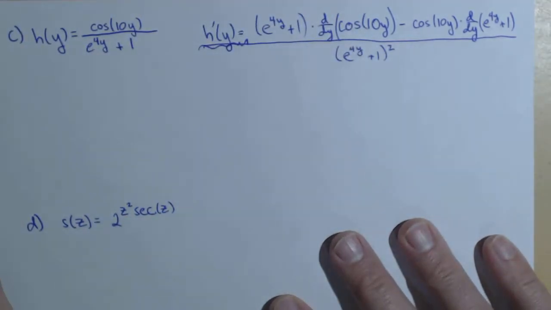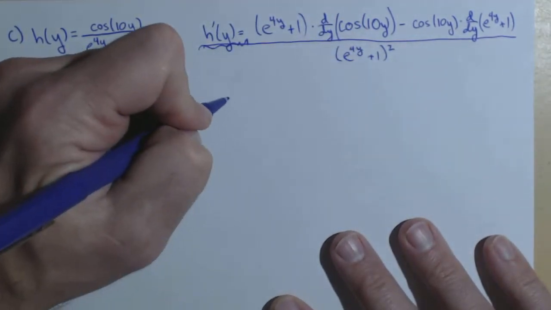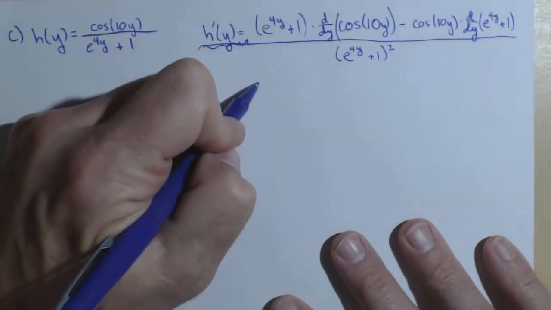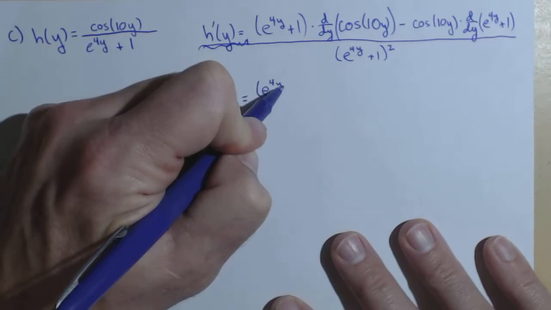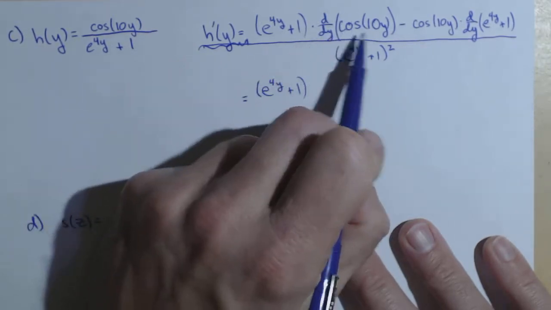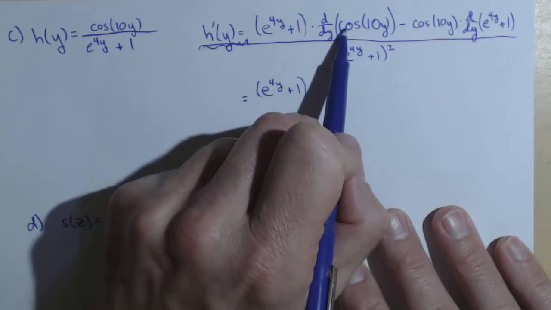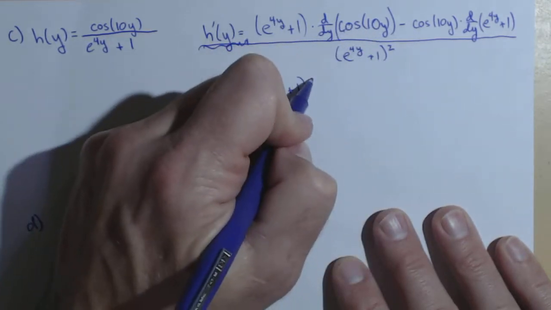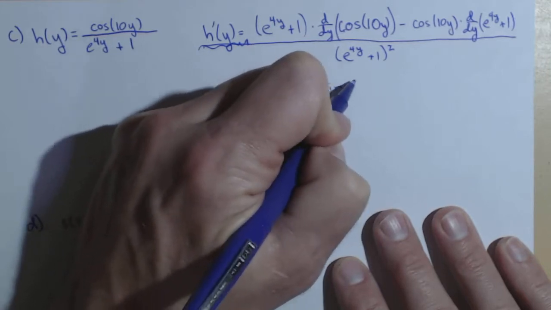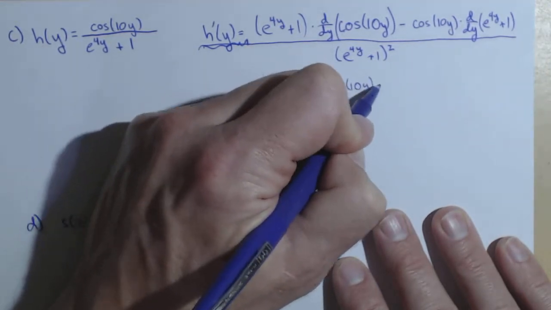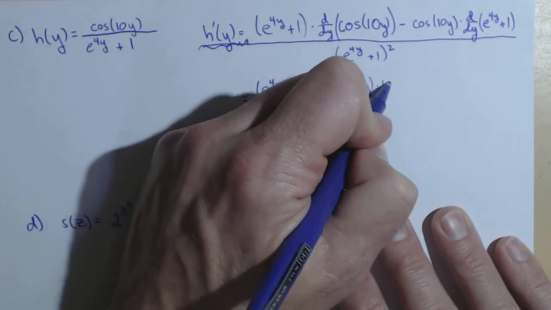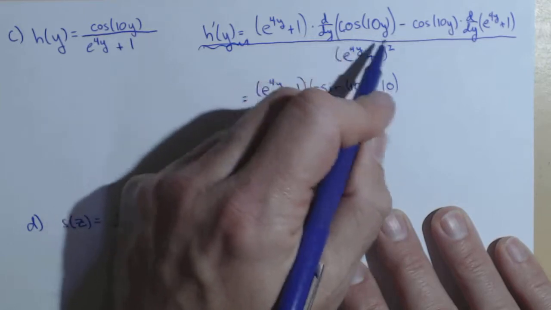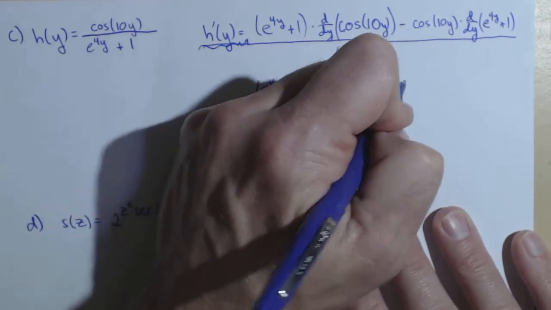So this will not be a pretty derivative, but it's not a terrible derivative. Okay, that part gets left alone, e to the 4y plus 1. Here is going to be a chain rule. Outside function is cosine, inside function is 10y. The derivative of cosine is negative sine, leave the inside alone, 10y, times the derivative of the inside, so times the 10. So that in parentheses right there is the derivative of cosine of 10y.